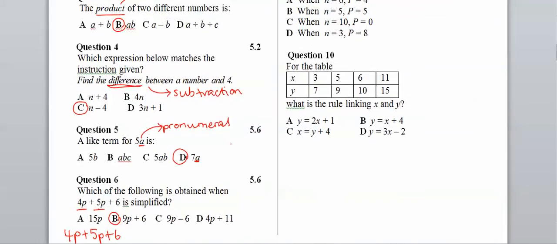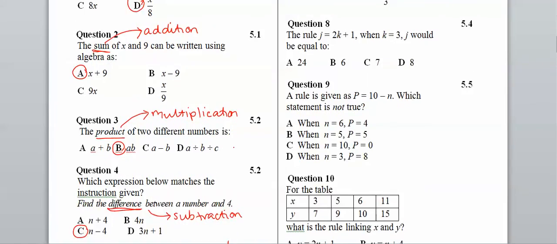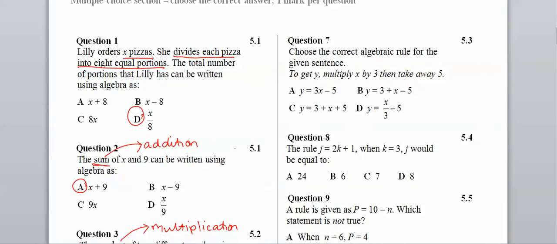Moving on to question 7. Choose the correct algebraic rule for the given sentence. To get y, multiply x by 3, then take away 5. So let's start with the multiplication. We start with y, and we want to multiply x by 3, so that becomes 3x, and then take away 5, minus 5. So that means our correct answer is A.